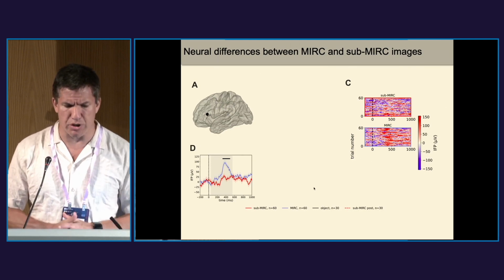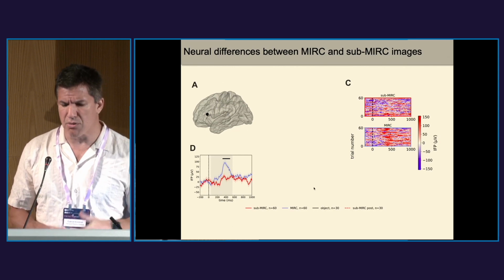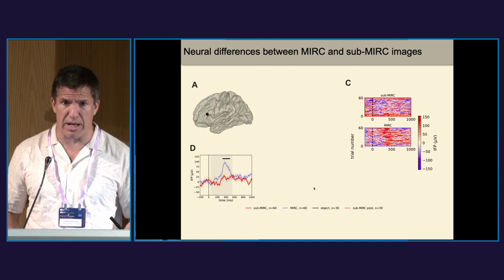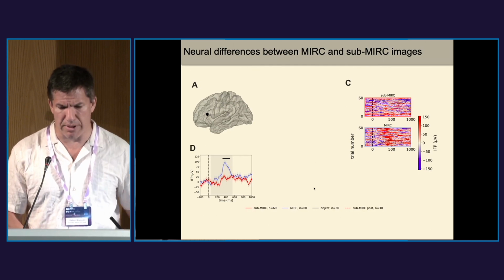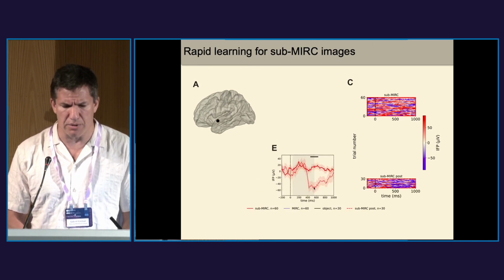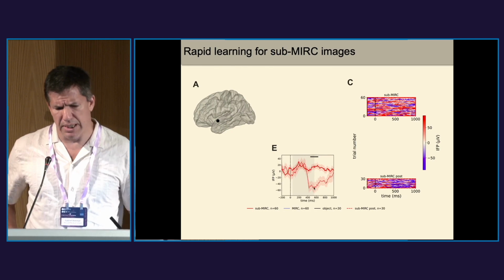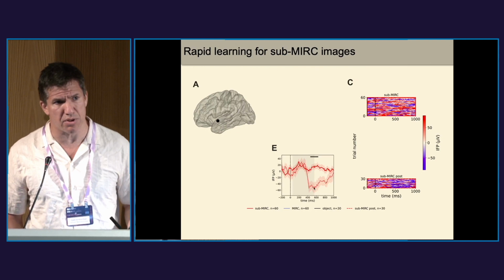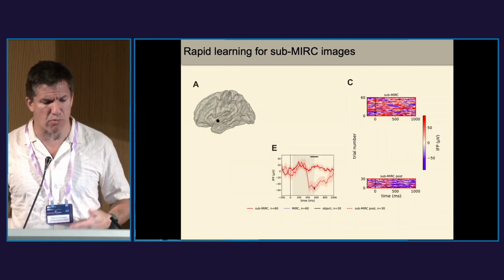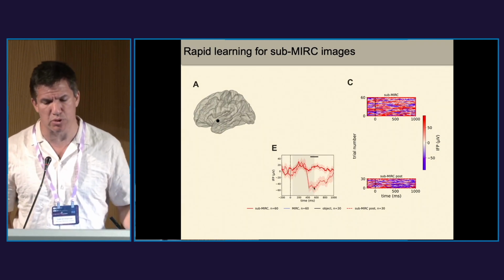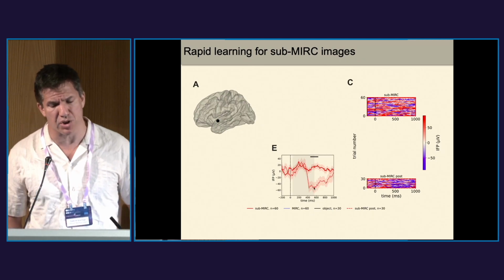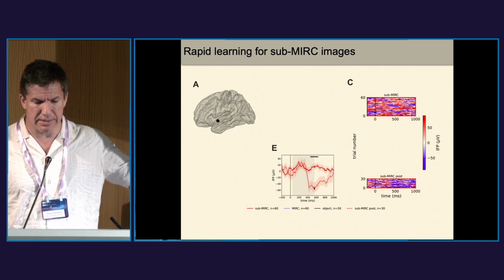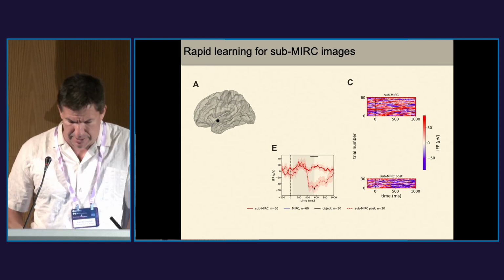The blue trace here corresponds to the intracranial field potential in response to these minimally recognizable images. These are images that are recognized, and the red trace corresponds to those that are not. And here I'm showing what happens after subjects are exposed to those full object images and can now recognize those images that they could not recognize before. After recognition, there's a very rapid change in the brain that we can see reflected in these intracranial field potentials.